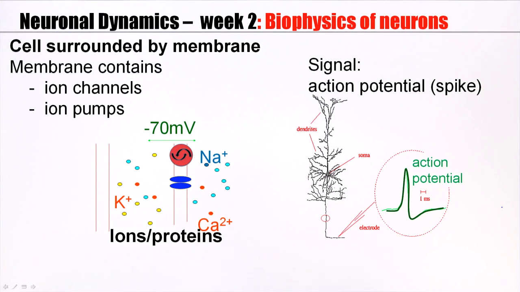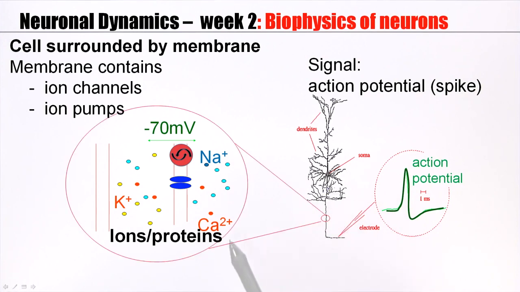Like any other cell, a neuron, with all its complicated structure, is surrounded by a cell membrane that separates the inside of the cell from the outside of the cell. Embedded in the cell membrane are ion channels and ion pumps. Ion pumps use energy to push sodium ions from inside the cell towards the outside, and at the same time they transport potassium ions inside the cell.